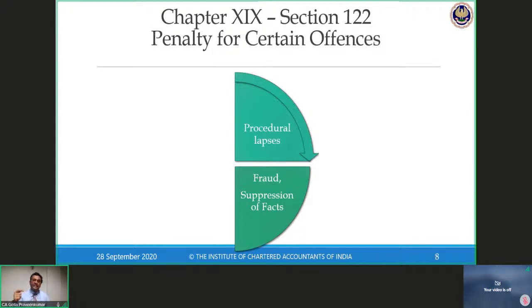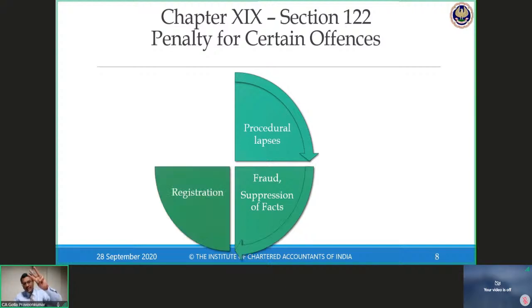What is the quantification and all? We will understand above. So my second bucket of offenses falls under fraud, suppression of facts, or misrepresentation. Third element called registration. Just a while ago, we were talking about the taxable person attached with this term called registration. I'm supposed to get registered but not registered. I'm supposed to do compliances with the registration aspect. I have not done that. All those offenses come and fall under this particular category called registration.